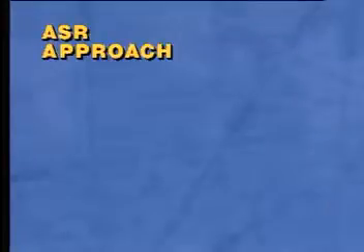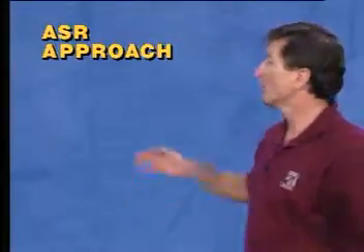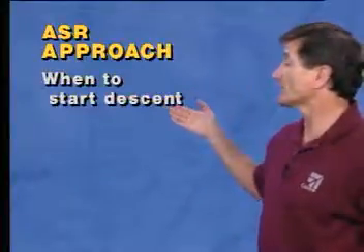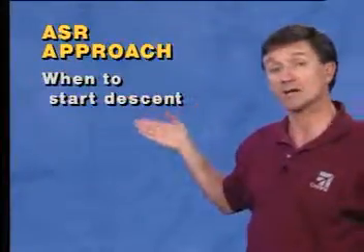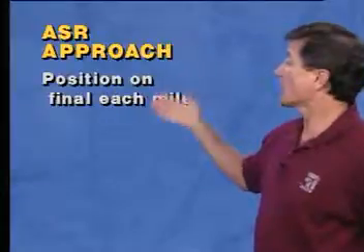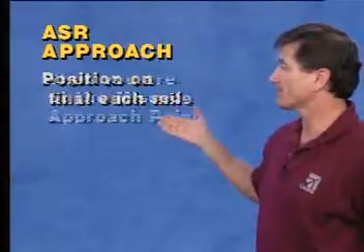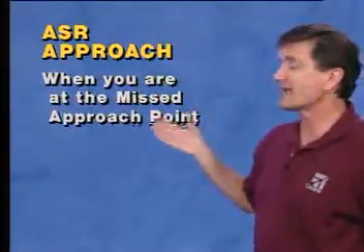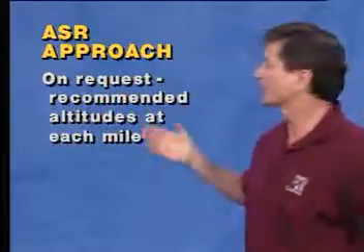Now, you don't get any vertical guidance on an ASR approach, but the controller will tell you when to start your descent to the MDA or to a step-down fix minimum crossing altitude, your position on final each mile from the runway, when you're at the missed approach point, and, if you request it, recommended altitudes at each mile on the approach, which all sounds great, but here's one even better.